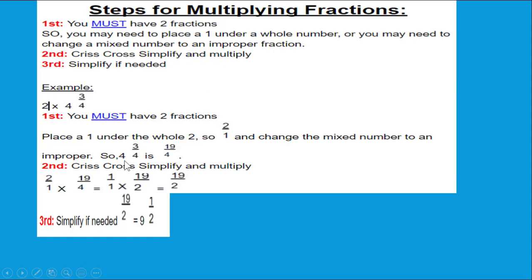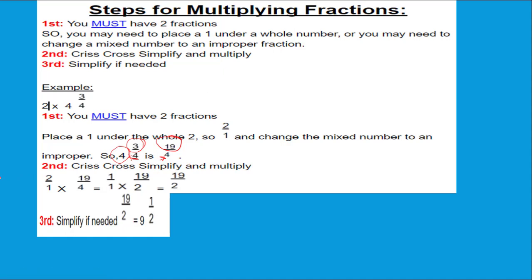We're going to take that 4 and multiply that whole times your denominator. So 4 times the 4 will give me 16. Then we're going to add the numerator to it. So 16 plus the 3 gives me 19. And then we're going to put the 4 underneath it. So 19/4.